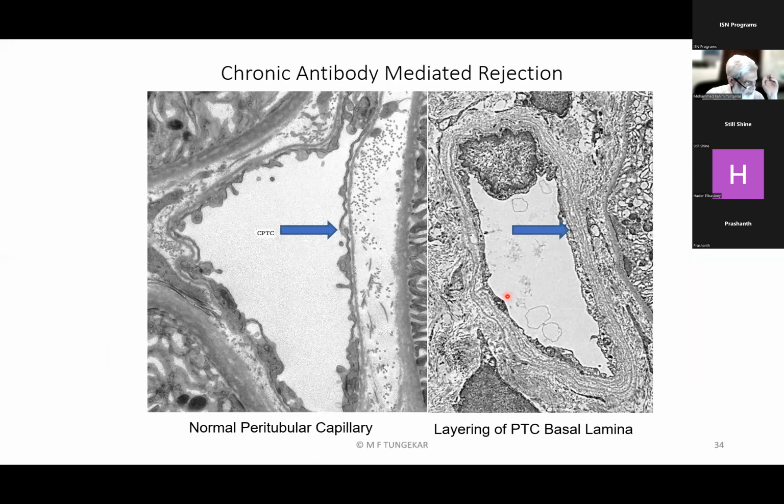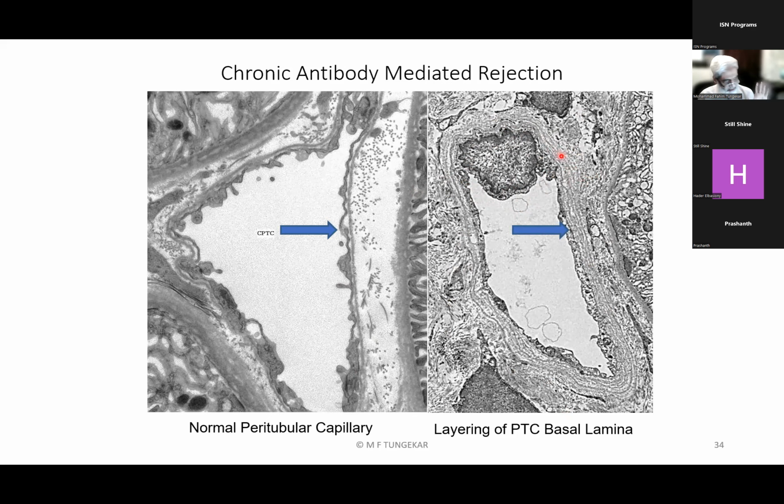Another lesion which is pathognomonic of chronic antibody-mediated rejection is seen in peritubular capillaries. In cortical peritubular capillaries, the endothelial cell is normally quite effaced, and there is a single layer of basement membrane, whereas here you are seeing that the endothelial cell is very enlarged. Cytoplasm is smeared all over the inner endothelial surface, and there is multilamination. It's about 3 to 4 continuous layers in this particular case.